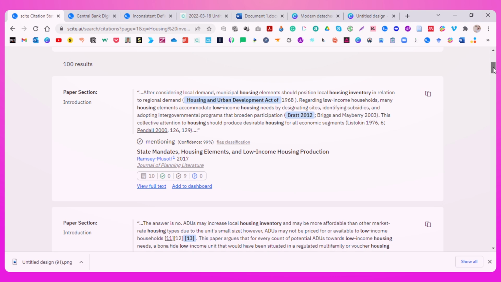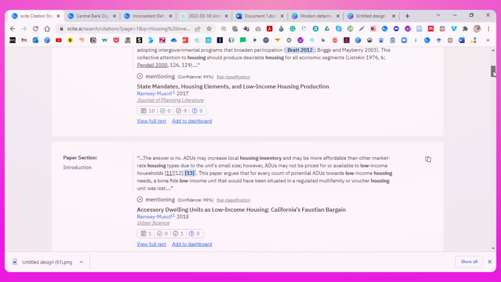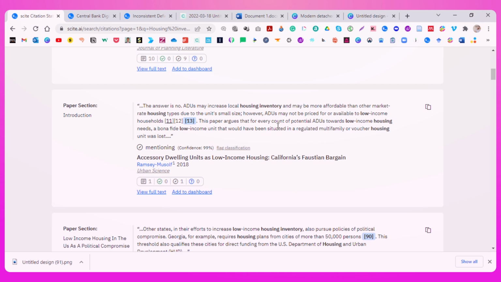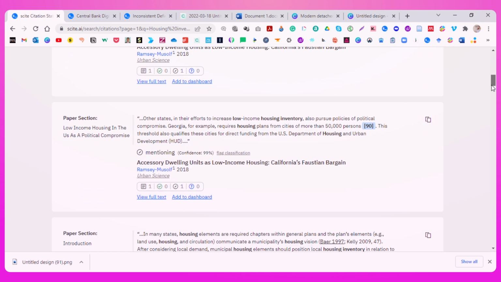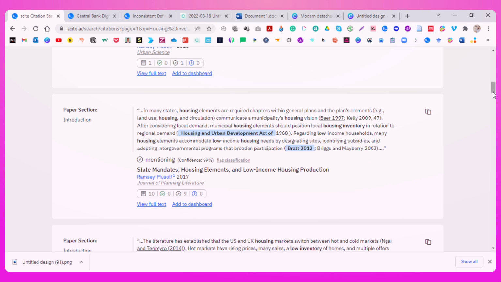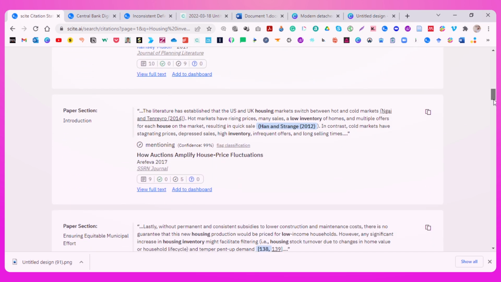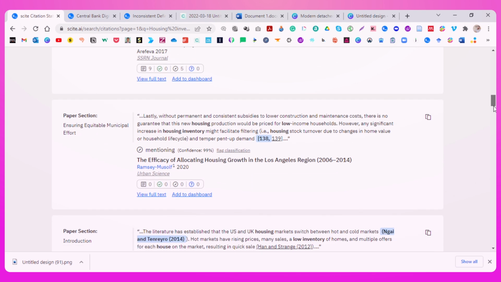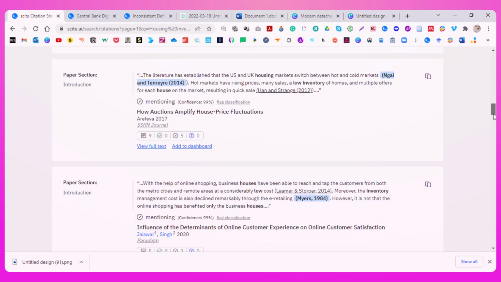Yeah, it should be in position of housing inventory. Okay, that one is okay, may increase local inventory. Other states in their efforts to increase low income housing inventory. Many states, housing elements required. Now this talks about plans to increase inventory. Let's see.